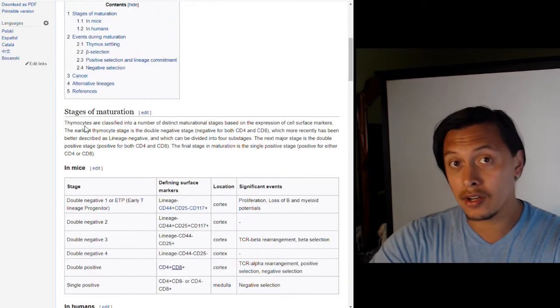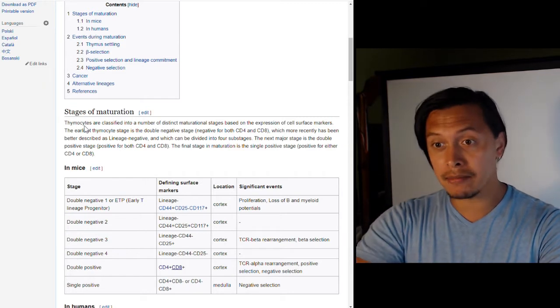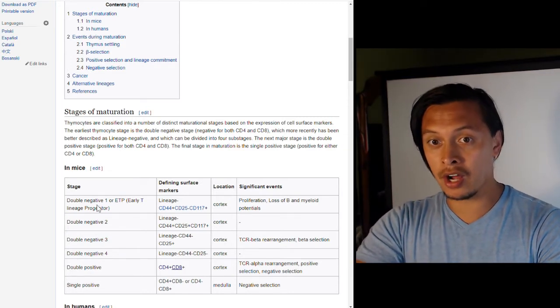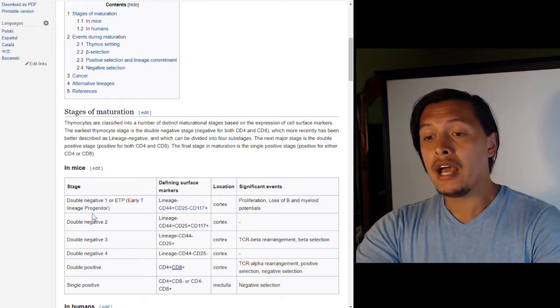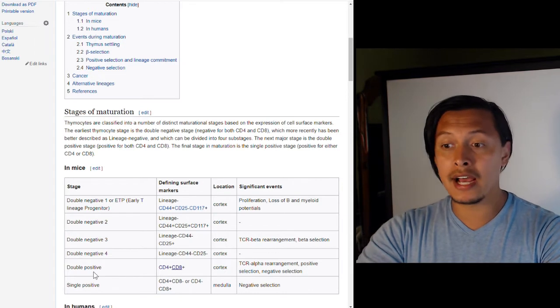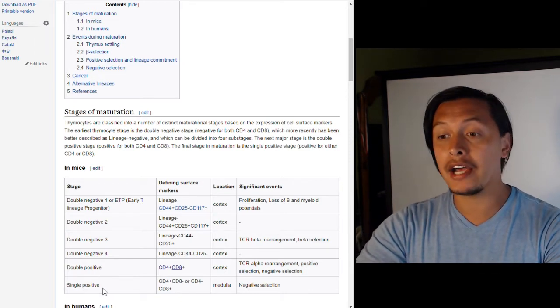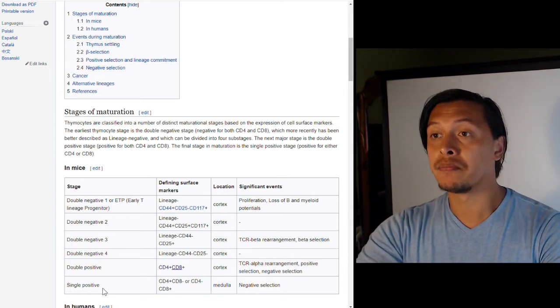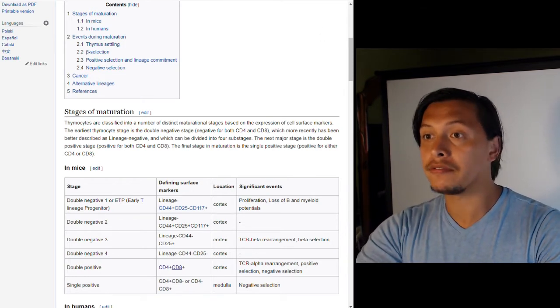And then the thymocytes, the cells that have migrated into the thymus, as they mature into the mature T cells, start off as double negative, then they become double positive, where they'll have both of them, and then as they finally mature, they will express either CD4 or CD8. So they'll be single positive.